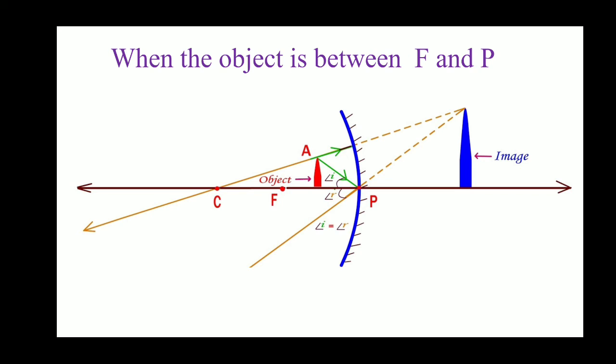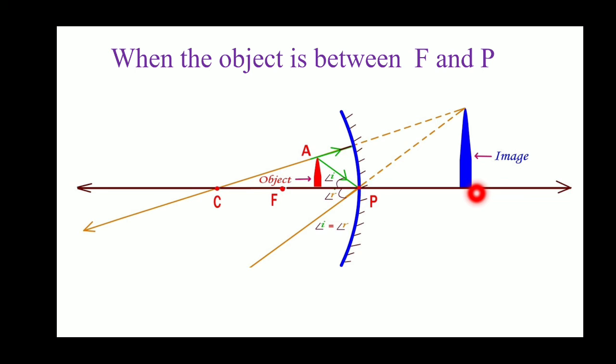If actual reflected rays are meeting, it is a real image. If the reflected rays are produced back, in the other direction, and you are able to form an image at that point, then that image is a virtual image. Now see, this is the object and this is the image. See the size of the image. The size is enlarged, it is erect, and it is a virtual image. So when the object is kept between F and P, the image is formed on the other side of the mirror. It's not on the same side.